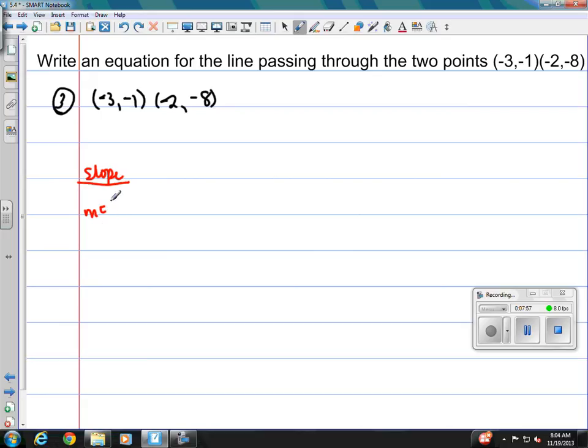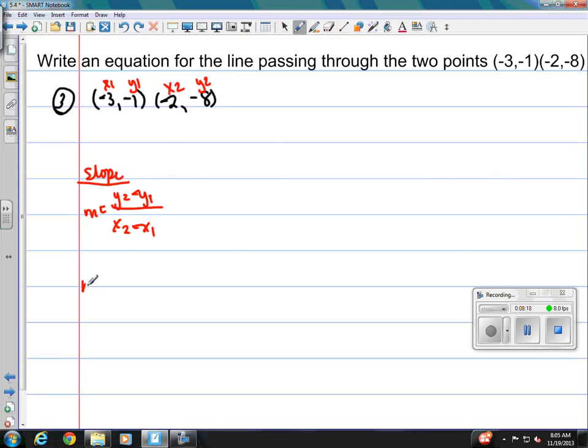Now we have to look and say, is slope given to us or do I have to find slope? Well, from 2 ordered pairs, I'm going to have to find slope using my slope formula. y2 minus y1 over x2 minus x1. So come up here and we label our pieces x1, y1, x2, y2.